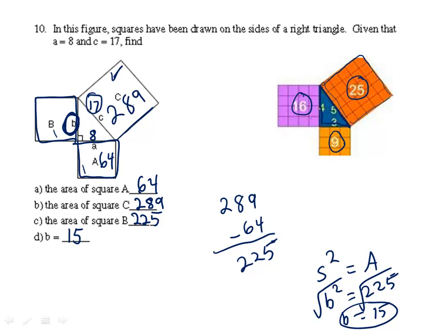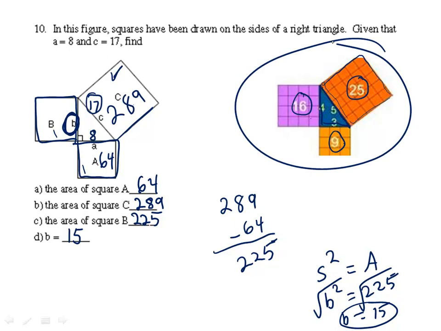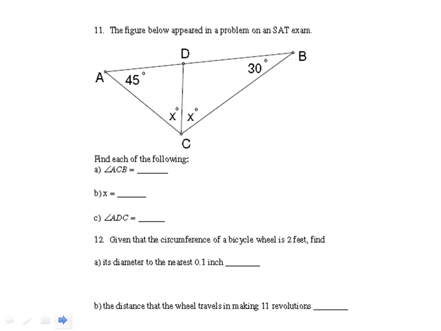Alright, keep in mind this relationship here. That will help you answer these. The figure below appeared in a problem on an SAT exam. Find each of the following. Angle ACB. That's this angle right here. And it looks like it's x degrees plus x degrees.